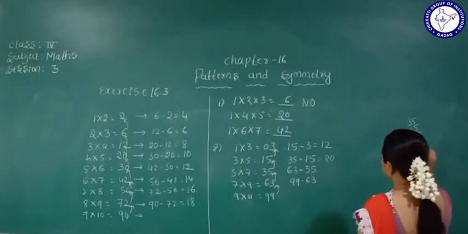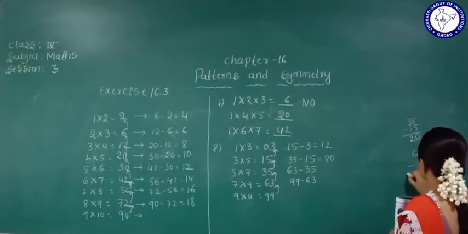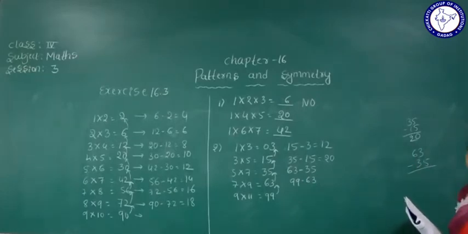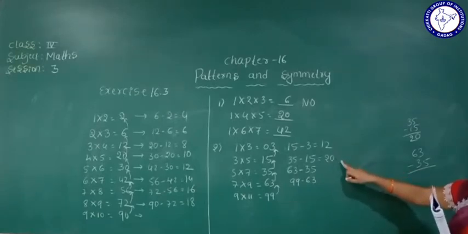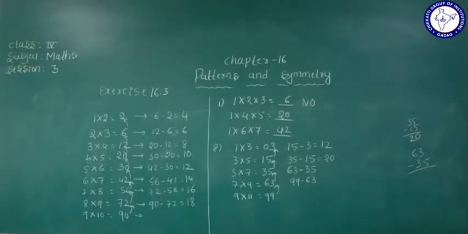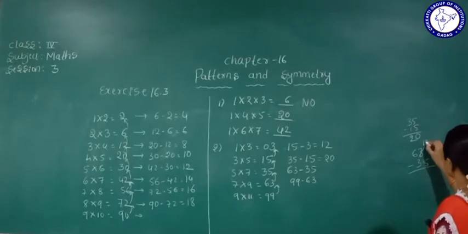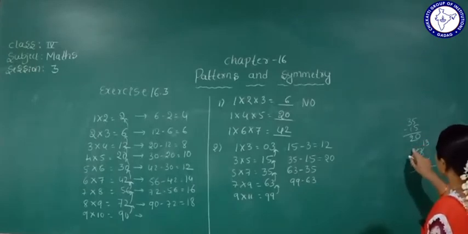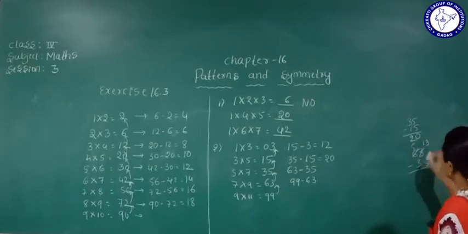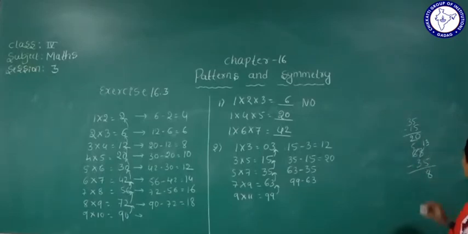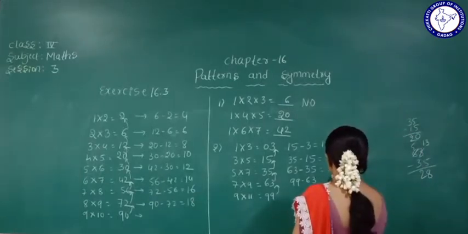Next one, 63 minus 35. So find out what we get here. We can see the difference to tell if it is a pattern or not. Yes. So the answer we find is yes. See here, 63 minus 35. We get 28. 13 minus 5 is 8. Okay. So 5 minus 3 is 2. So the answer here we write is 28.